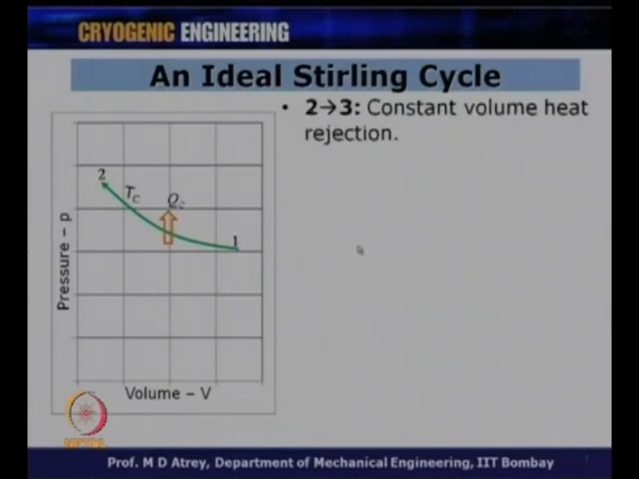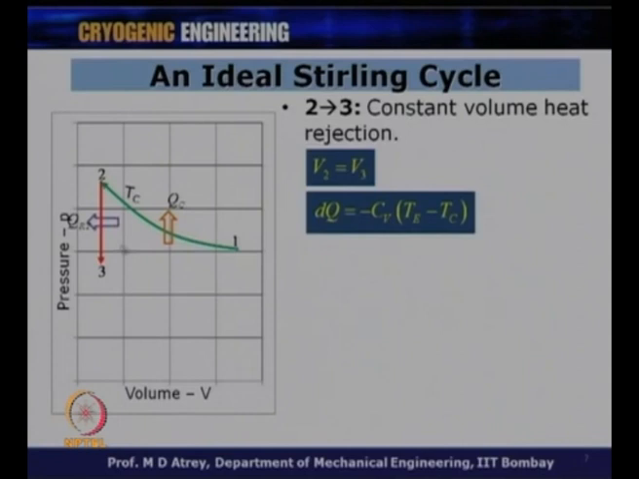The second action is 2-3, which is constant volume heat rejection. As soon as the heat is rejected at constant volume, the temperature will come down and the pressure will get reduced here. So, the 2 to 3 process is constant volume heat rejection. Herein we have V2 is equal to V3, and the amount of heat rejected during this time is dq is equal to minus Cv (Te minus Tc). As the heat is rejected, we have a negative sign, final temperature minus initial temperature, and this is the amount of heat rejected during the process 2-3, which is constant volume heat rejection.